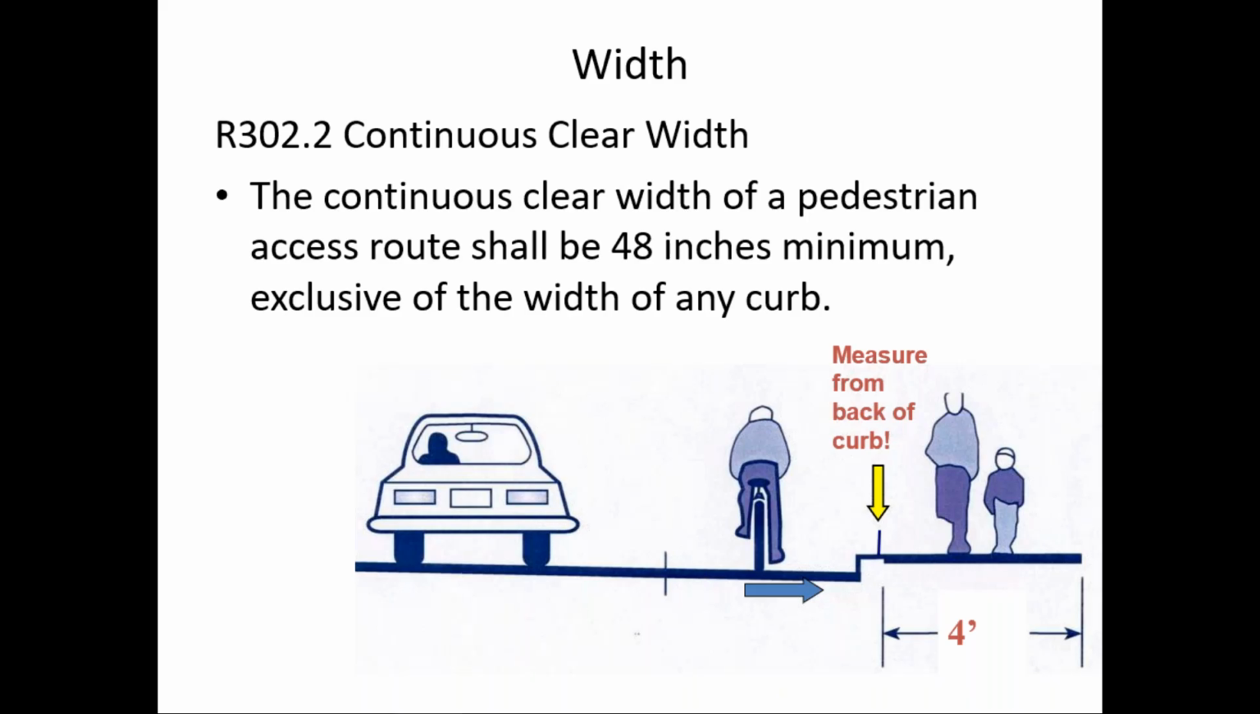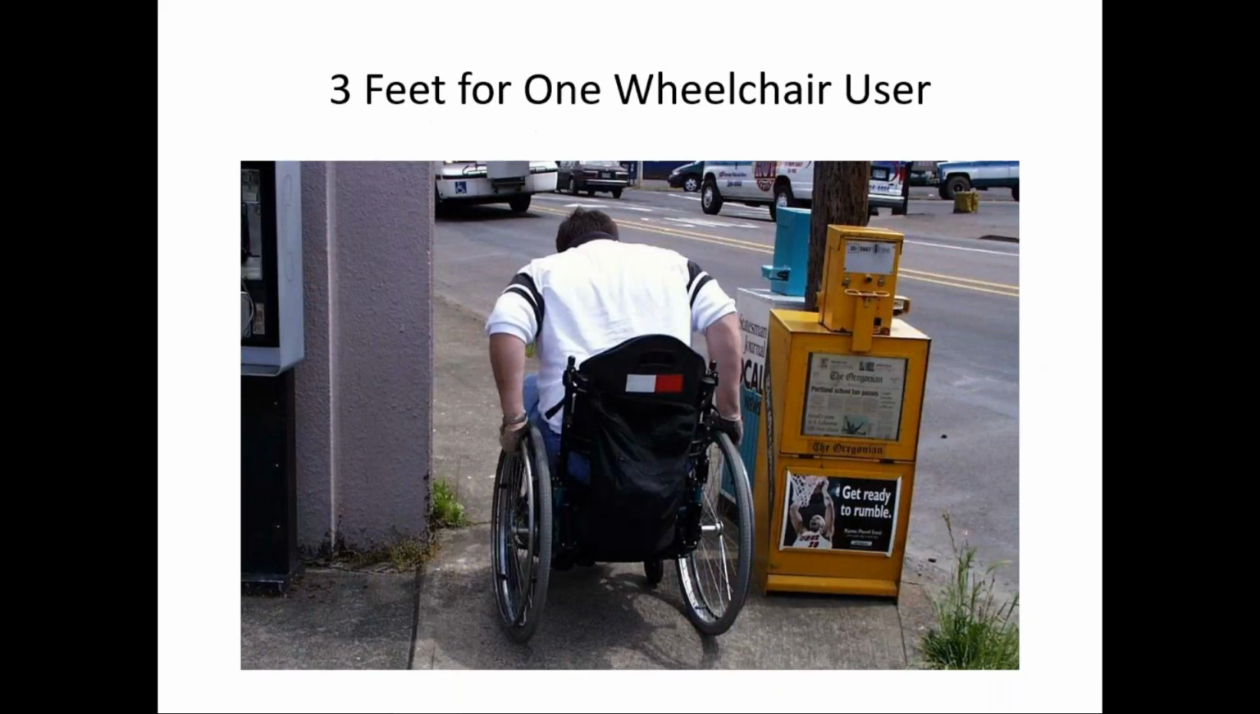Under PROWAG, the continuous clear width of a pedestrian access route shall be, there's that word shall again, 48 inches minimum, exclusive of the width of any curb. So it's measured from the back of the curb. In ADAAG, remember ADAAG's for buildings and sites, in ADAAG, the minimum width is 3 feet. So a wheelchair can actually get through a 3 foot wide opening, as you see here. It's kind of a tight squeeze, but it can be done.